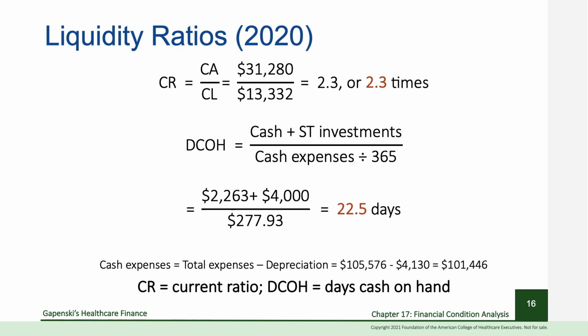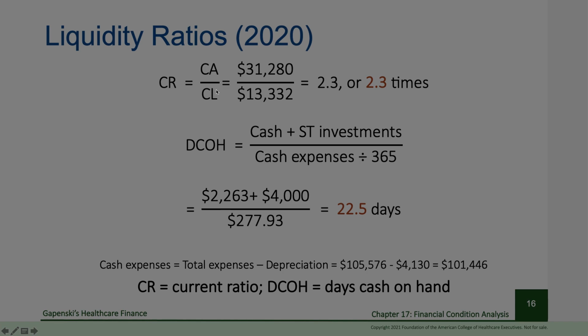So now we are going to look at liquidity ratios. Liquidity ratios are meant to answer if the business will be able to meet their cash obligations as and when they come due. So the first one is current ratio. Current ratio is current assets over current liabilities, as you can see here. Current assets divided by current liabilities.